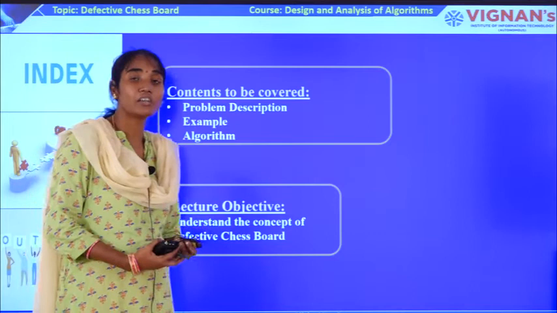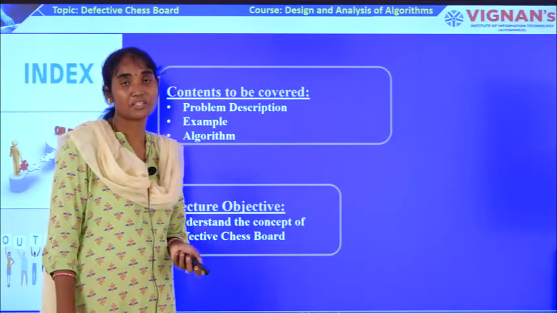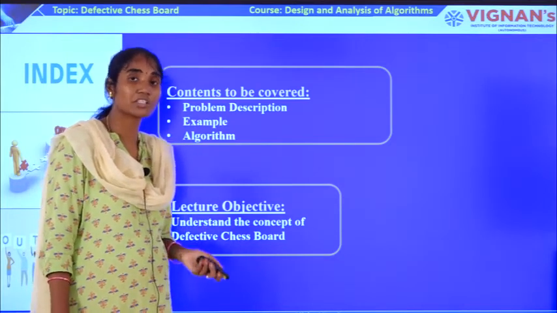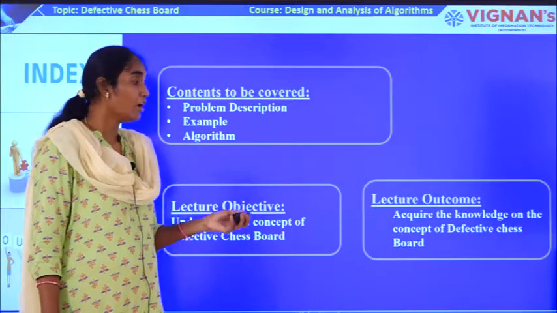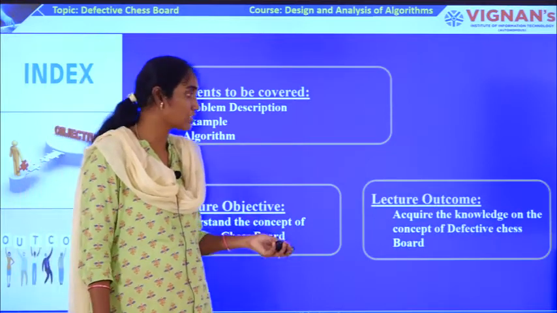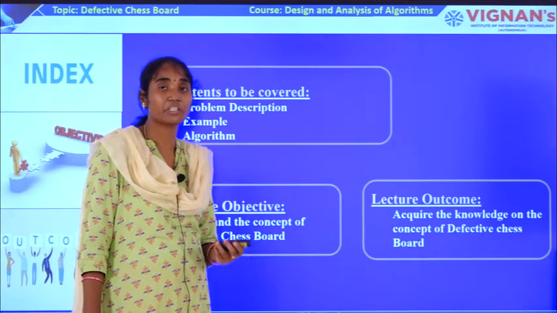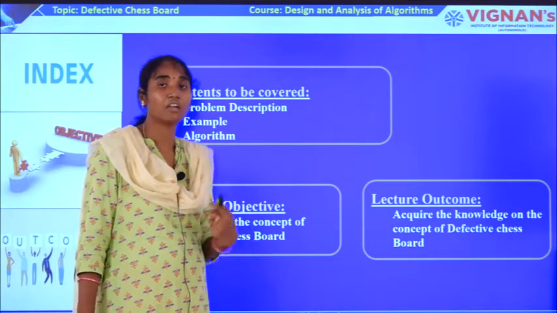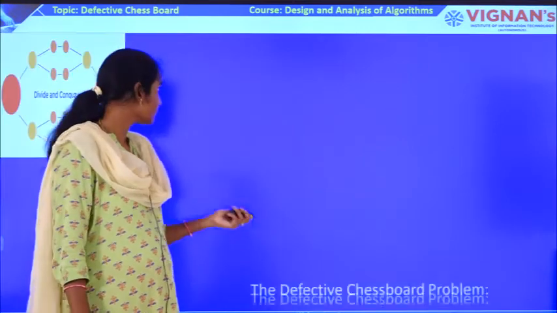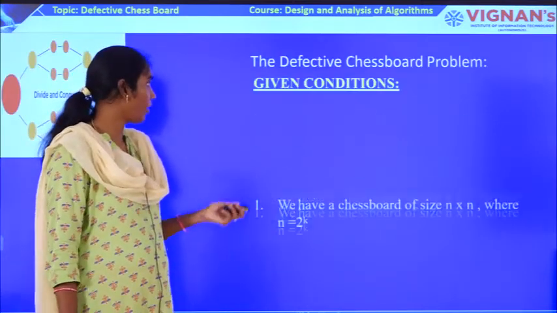The main objective of today's lecture is that students are able to understand the concept of the defective chessboard. The outcome is that they will acquire the knowledge of how to apply the defective chessboard algorithm on a given chessboard. Now, what is the problem statement?